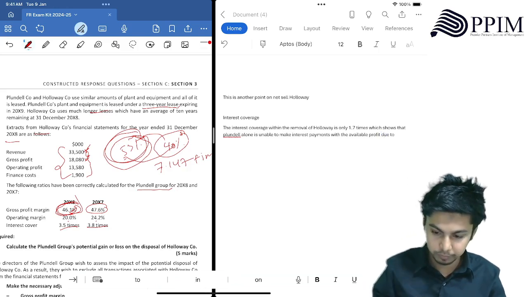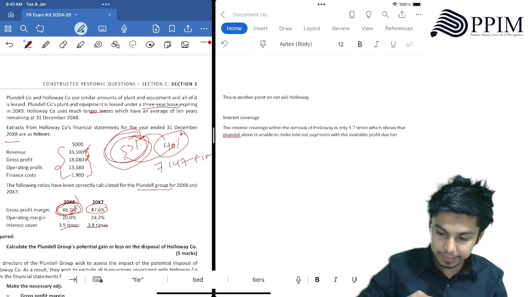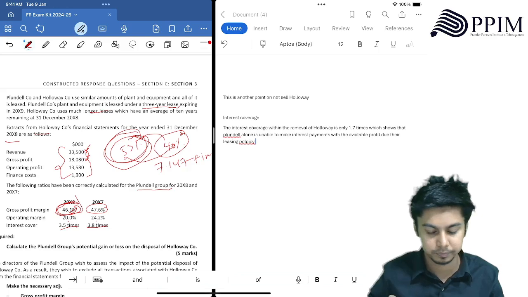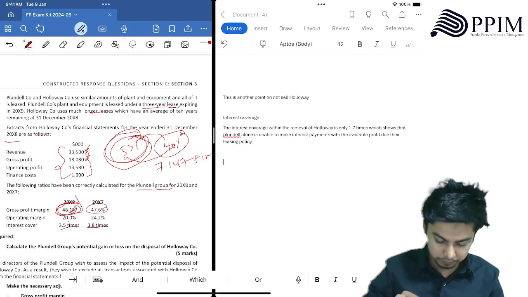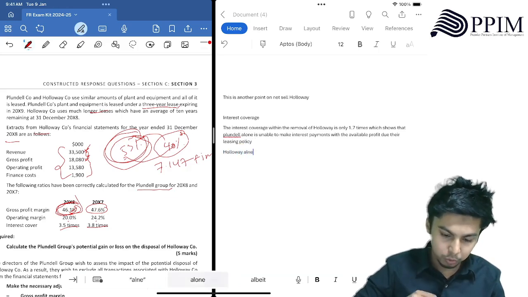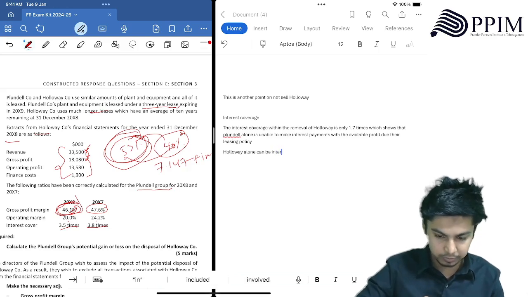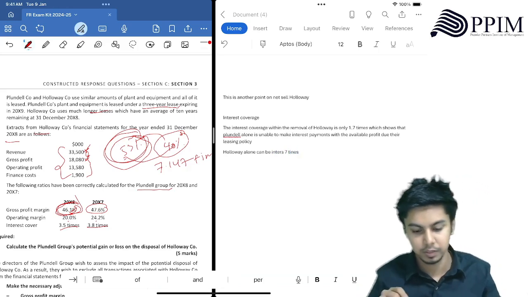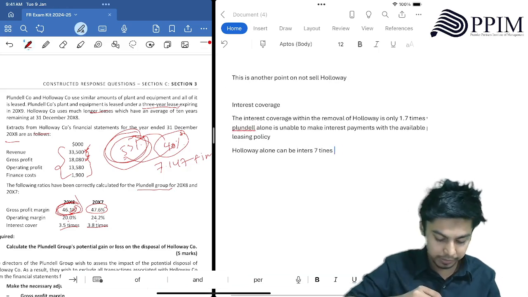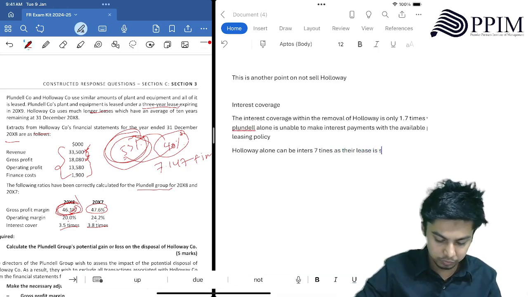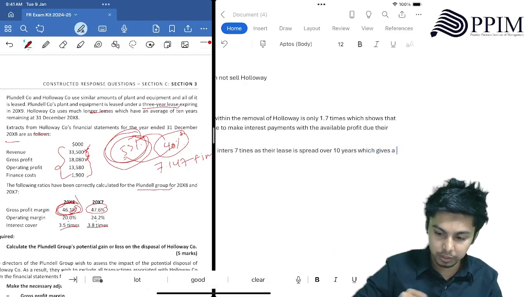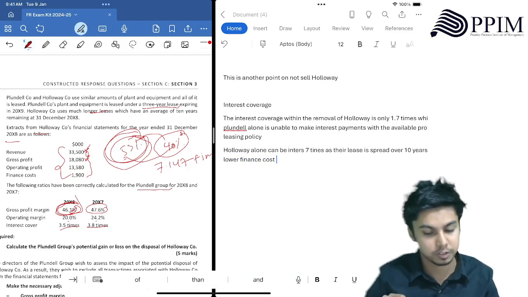due to their leasing policy. Holloway alone can pay interest 7 times, as their lease is spread over 10 years, which gives a lower finance cost.